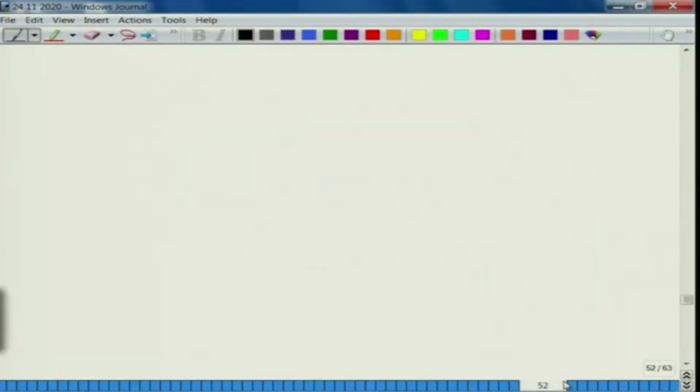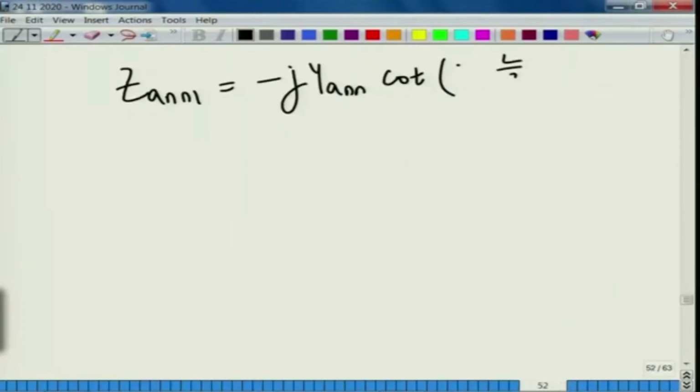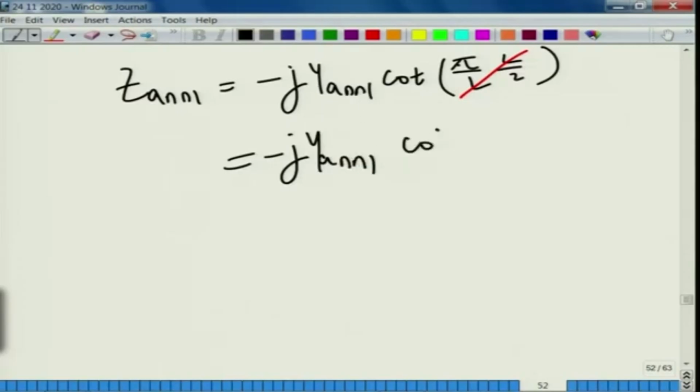Now, let us use another slide. An annular cavity at such a frequency is nothing but j y annular into cot of k naught L by 2. Remember, k naught was pi by L here, multiplied by L by 2. So, we cancel this and we get minus j y annular into cot of pi by 2, which is nothing but 0. So, what does it mean?